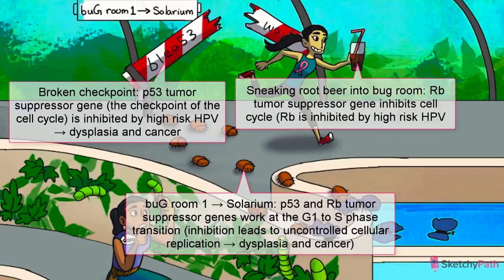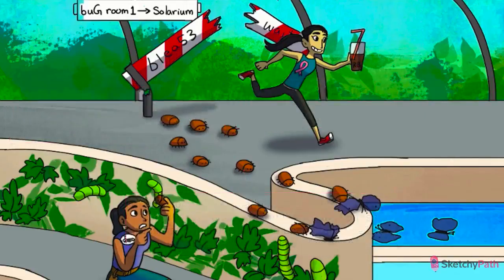P53 is like the checkpoint of the cell cycle, preventing the G1 to S transition. So at Sketchy, we represent P53 with, well, a checkpoint, like the one being blatantly disregarded in the back there. And RB? A cold glass of root beer, of course. Obviously not permitted in the butterfly house. RB is also responsible for restricting cell cycle transition from G1 to S. Notice that because these are both tumor suppressor genes, we've also included a recurring cancer-fighting ribbon.